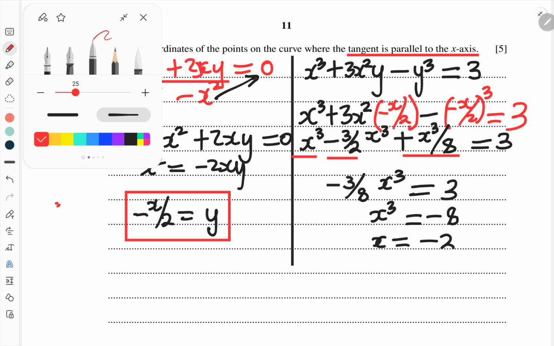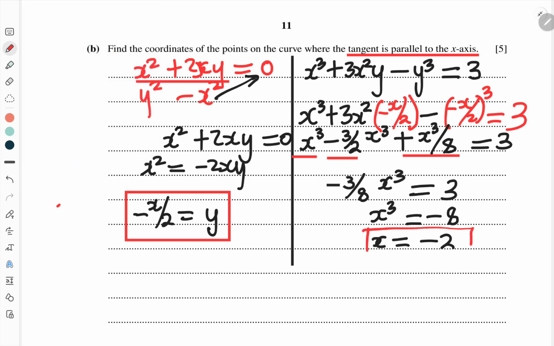And when x is negative 2, I substitute that here. That would give me my y as 1. So the coordinates: x is negative 2 and y is equal to 1.